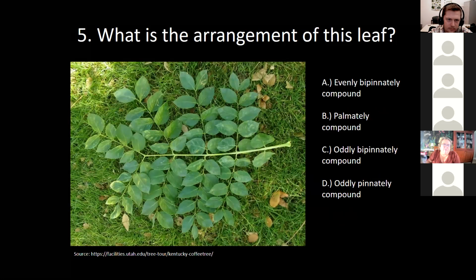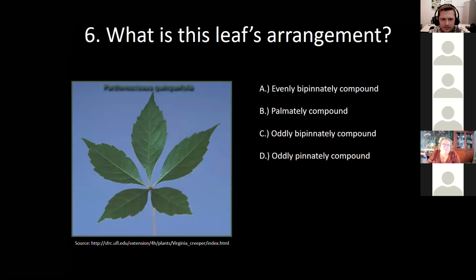Okay. Another leaf arrangement. Ooh, getting complicated on us. Well, I want people to feel like they're being challenged at home, you know? Good. So, okay.